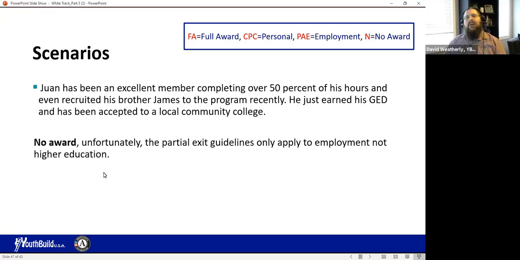Unfortunately, this individual, while being an excellent individual, would not receive an award because there is no exit for going to university. We promote this, of course, higher learning. As a wizard, I know all about learning. It is important to us all, but it unfortunately does not fall within the exit for employment guidelines, nor other AmeriCorps guidelines, and therefore, sadly, Juan would not be eligible for an education award in this scenario. Only if he completed all of his hours could he earn an education award.